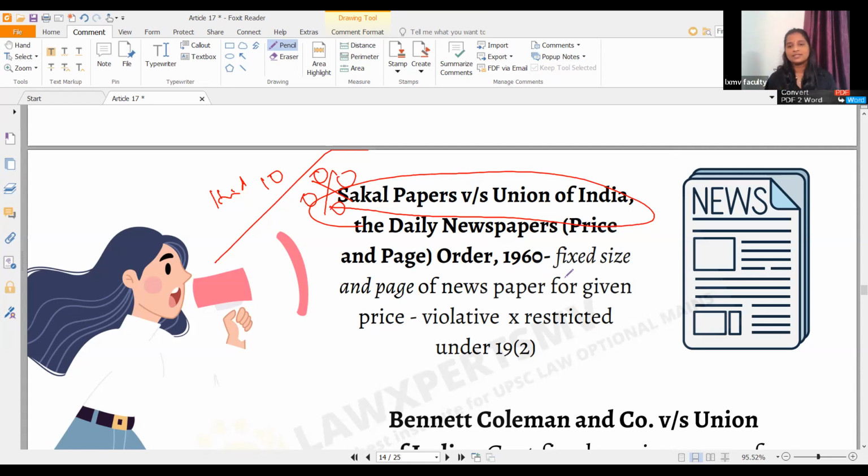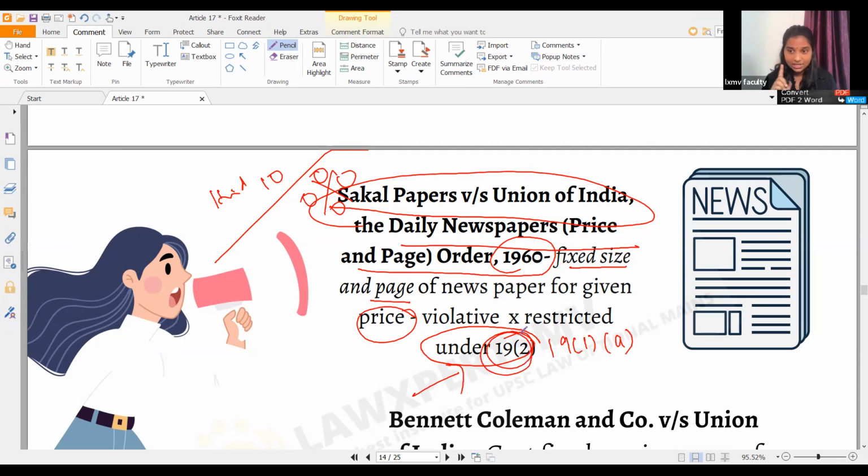Okay. What happened is that you have the Daily Newspapers (Price and Page) Order of 1960. This order specified a fixed size or number of pages for a newspaper for a given price. This was held to be a violation of Article 19(1)(a), because the ground is nowhere justifiable under Article 19(2). Okay, don't get confused. Freedom here, restriction here.